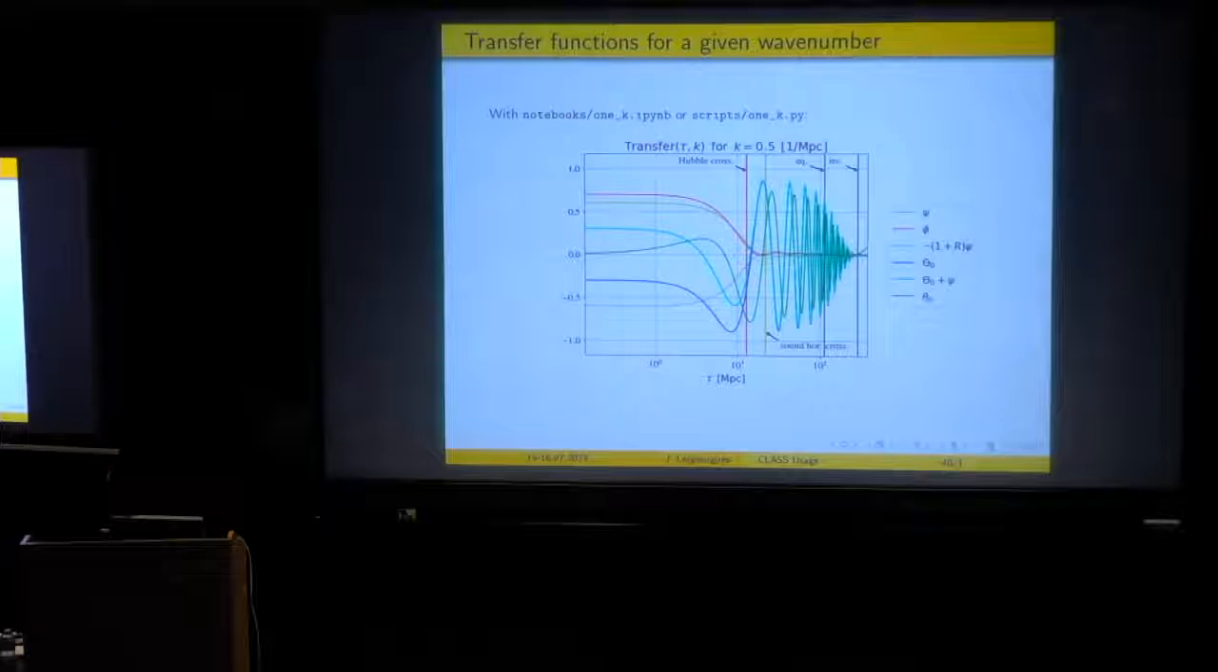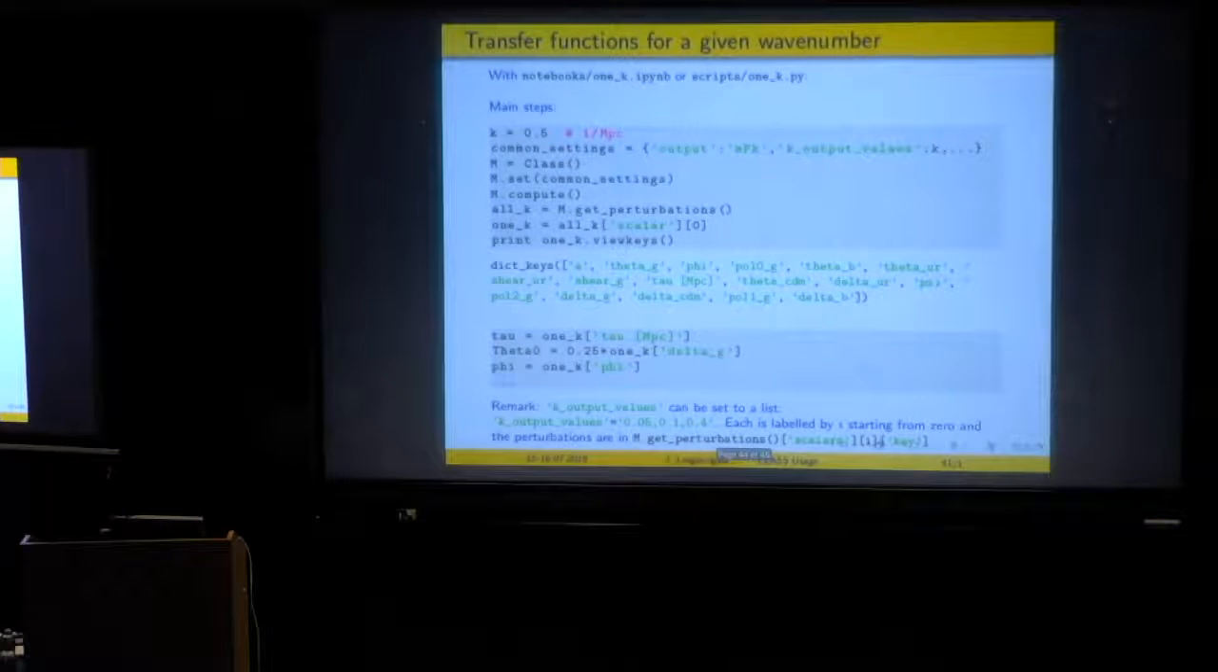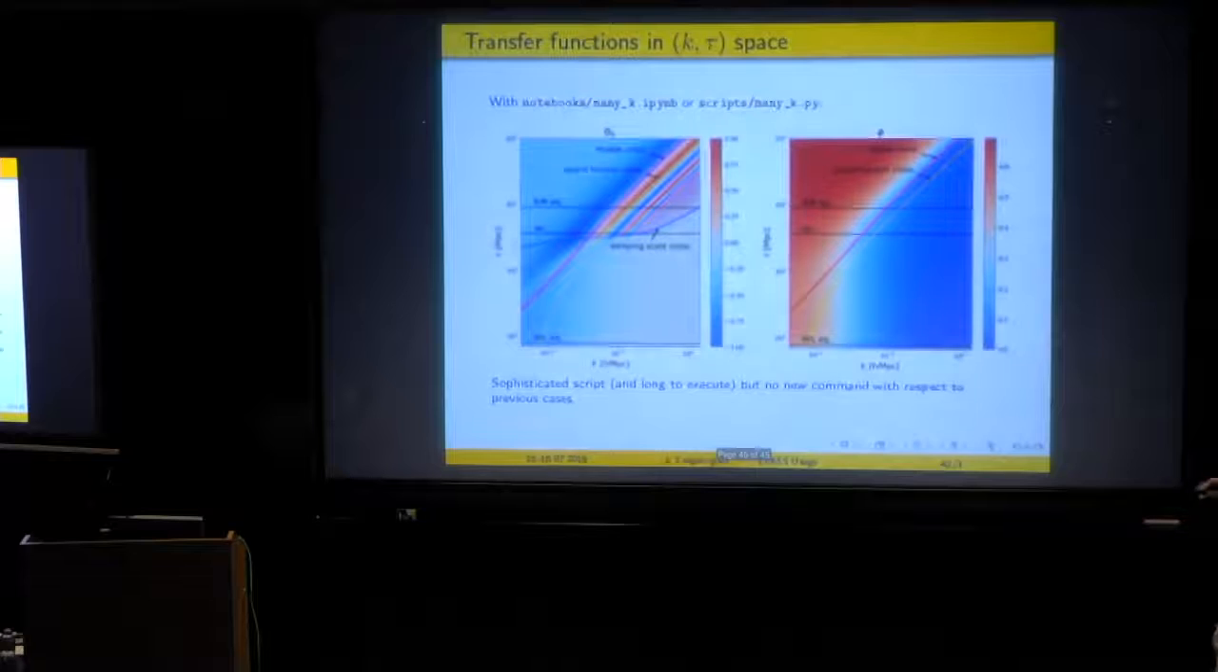Okay, so the scripts I've shown try to cover the most basic usage of the Python wrapper of class. And as a final plot, let me show you the most elaborate script that we ever wrote, I think. You have it also. It's called manyk.py. And here you reproduce this three-dimensional information. You have k, you have time, and you have the amplitude of a transfer function. Here theta_0, here phi.